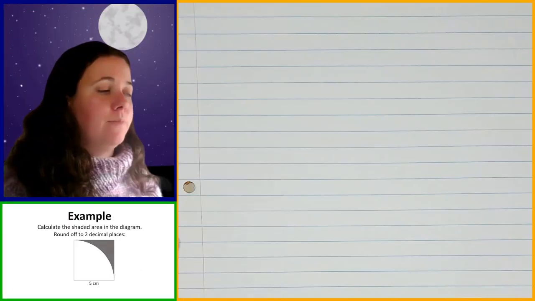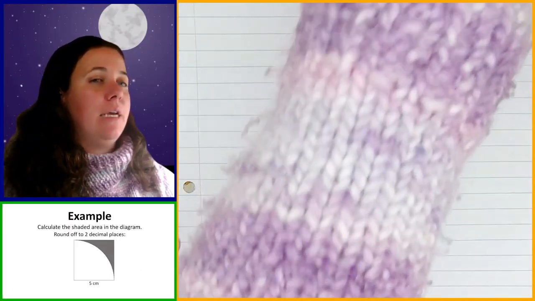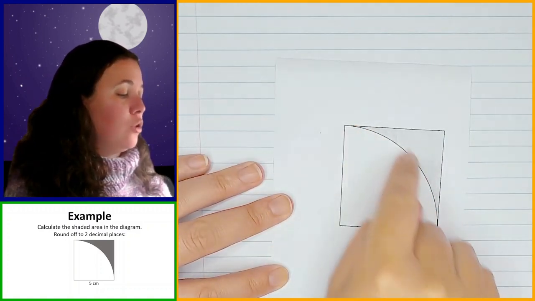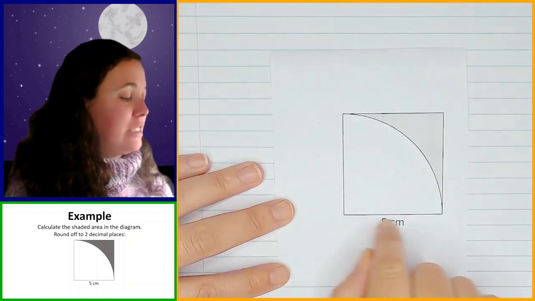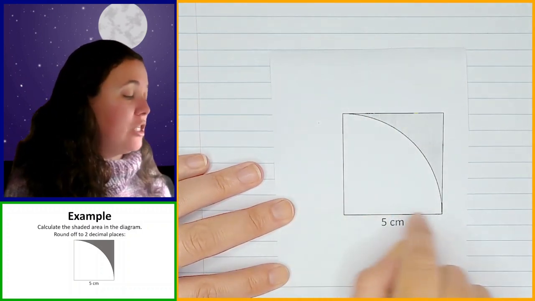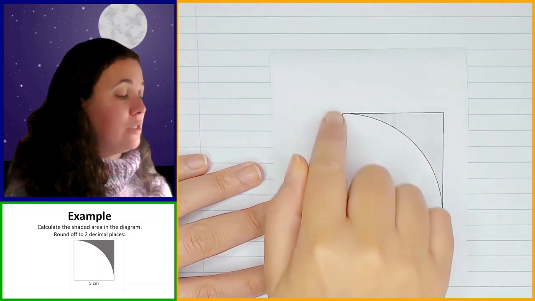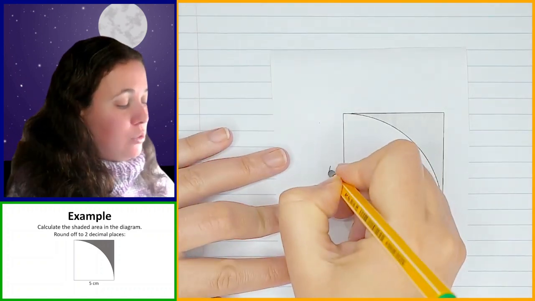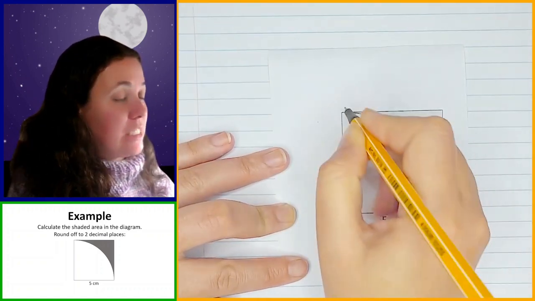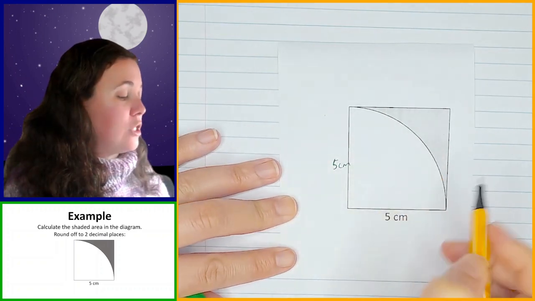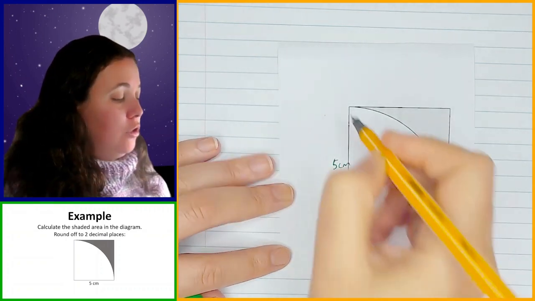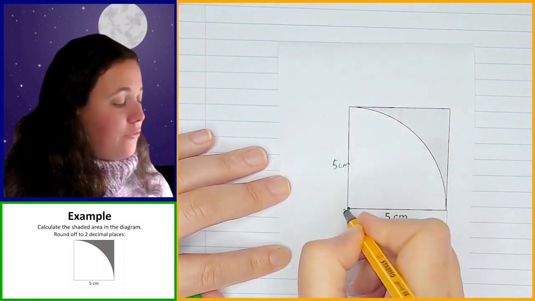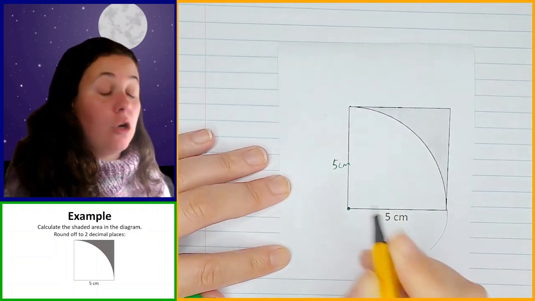First of all, let's get our diagram over here. You can see this is a quarter circle. They've told us this distance is 5. They haven't told us anything else, so because this is a quarter circle, this is also 5. That must be the center of our circle. If this is 5 centimeters, this must also be 5 centimeters. This is a square with a quarter circle. This is the center of our circle, so our circle goes all the way around like that. This distance from the center to there is the radius of our circle.